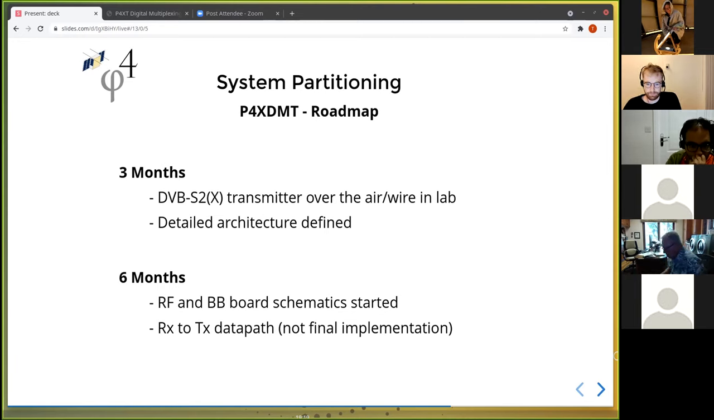Yeah, it looks good. I think it seems like we're pretty close to transmitting over the air, or over the wire in the lab. So I strongly back that as a first goal, and to do it as quickly as we can. Yep, a good milestone to reach, definitely.